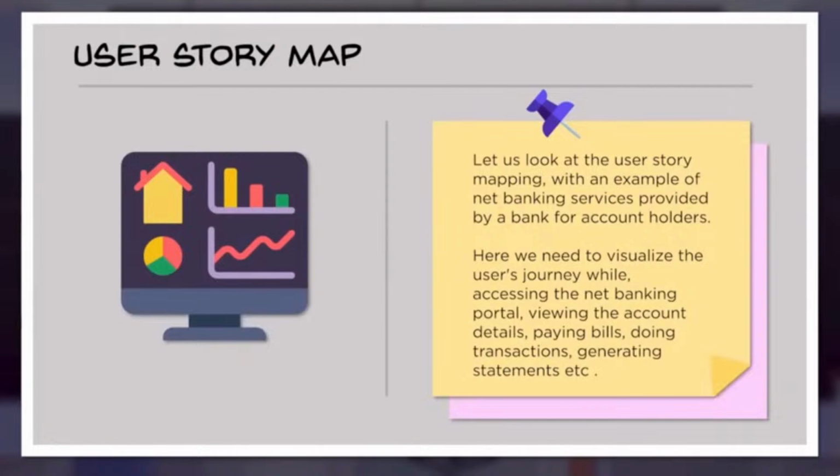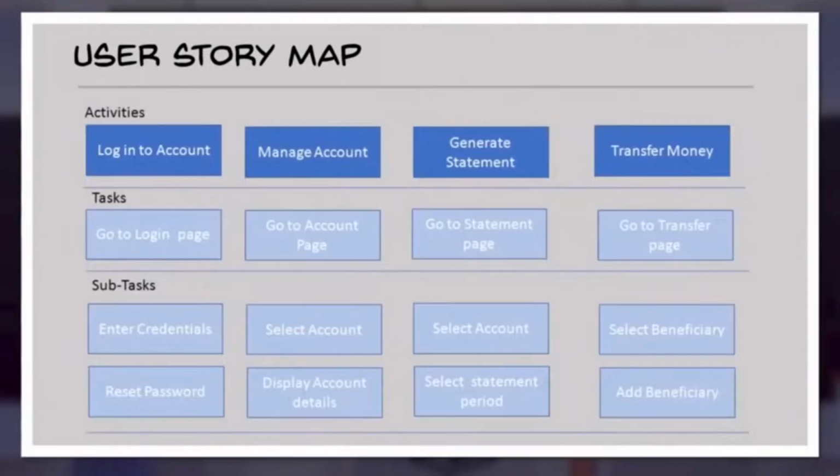So all these transactions, so what is being done. So in this user story map, let us see how does it look like.